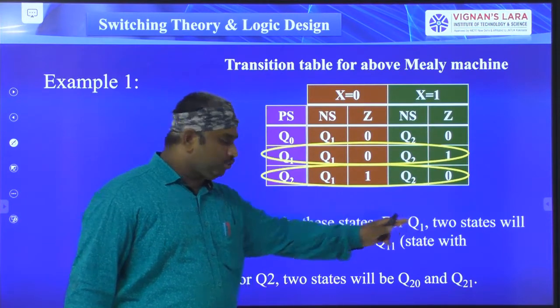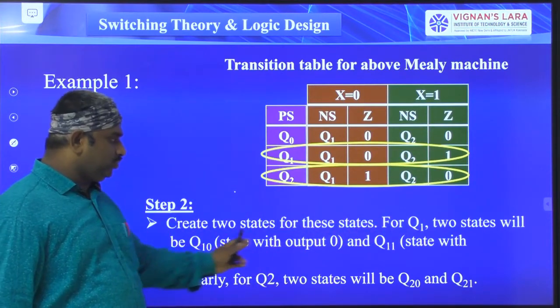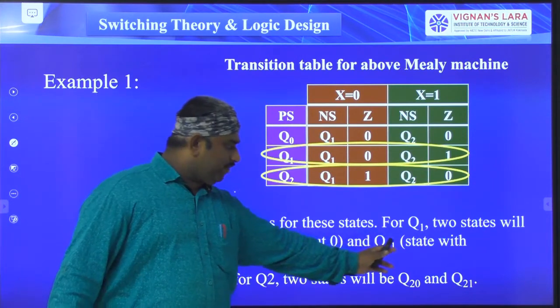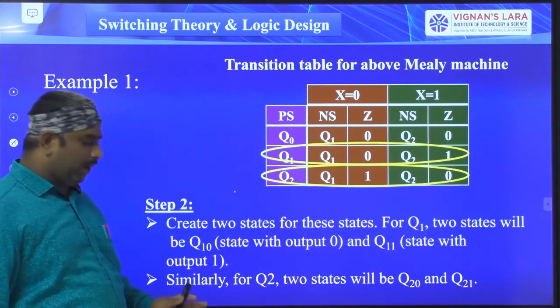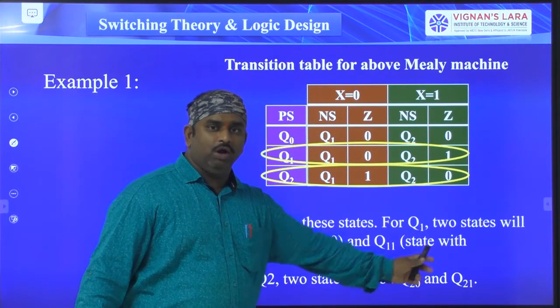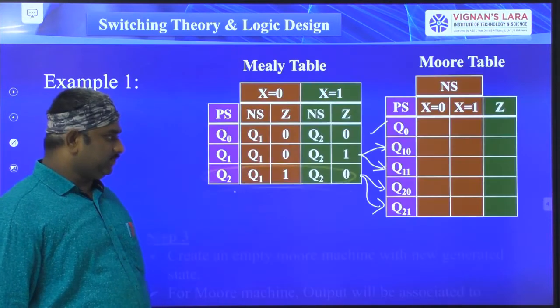So for Q1, 2 states will be available. One is Q1 0 and another one is Q1 1, where Q1 0 is the state with output 0, and Q1 1 is the state with output 1. Similarly, for Q2 also 2 states are available, Q2 0 and Q2 1. These are the new states.